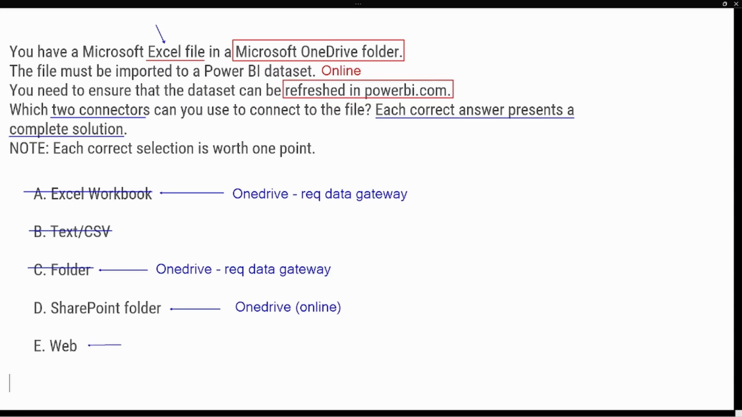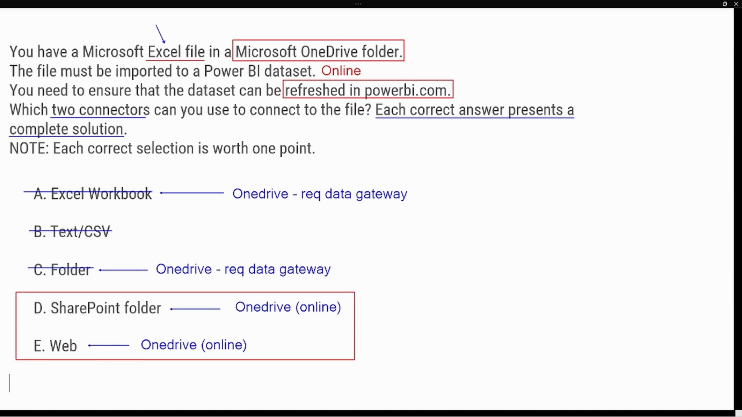As we look at our last option here, once again, the web option asks us for a URL, so we can paste in that OneDrive URL and directly connect into that Excel file. Once again, this being online means that we do not have to set up a data gateway. It is going to refresh as we schedule it, so no additional requirements are needed. So for this question, the two options, a SharePoint folder and the web option, are going to be the complete solution because they do not require a data gateway to be refreshed inside the Power BI service.